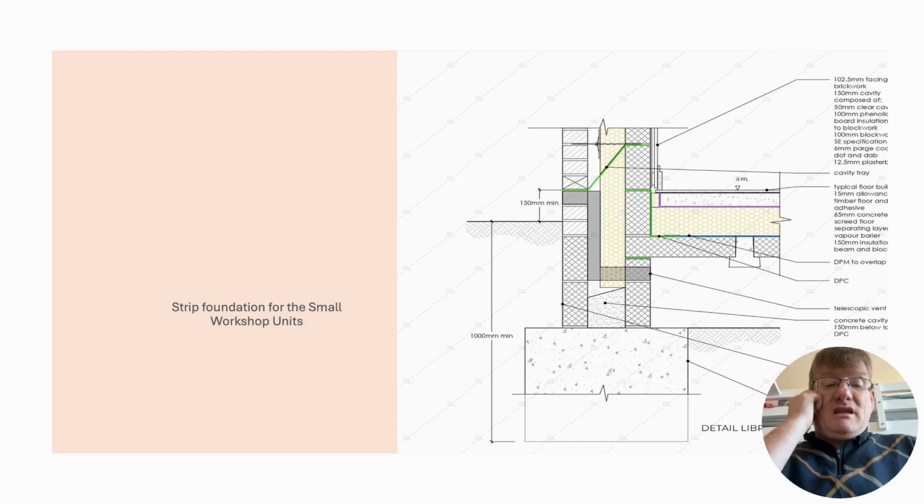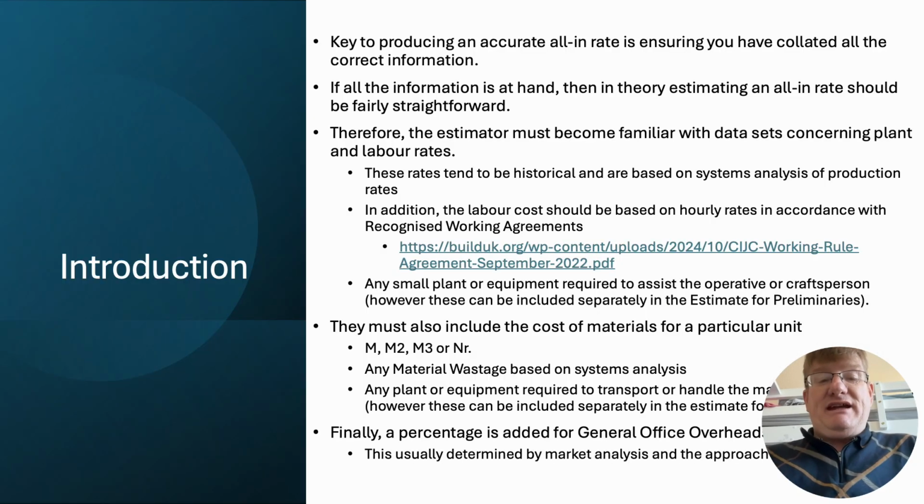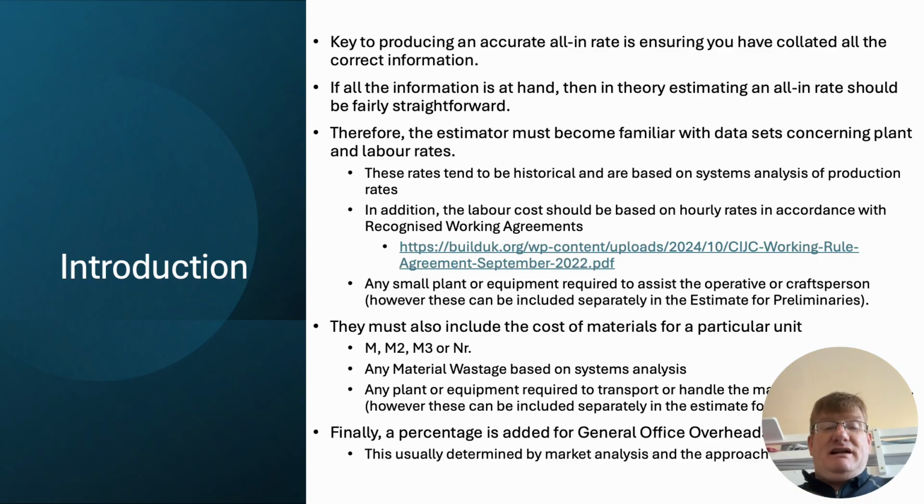Okay, so we've got a basic strip foundation with a large cavity wall, probably a 150mm cavity wall, to cover modern building regs. Ultimately, the key to producing an accurate all-in rate, because that's what we're talking about, is analysis. We're going to produce an all-in rate and write about it, and explain the difference between an all-in rate and an elemental unit rate, or a rate that we've created for an elemental cost plan.